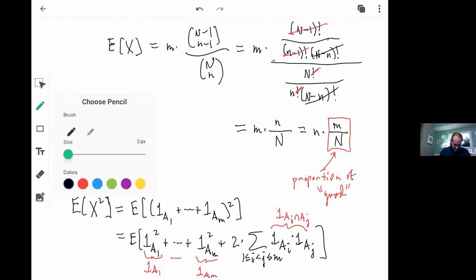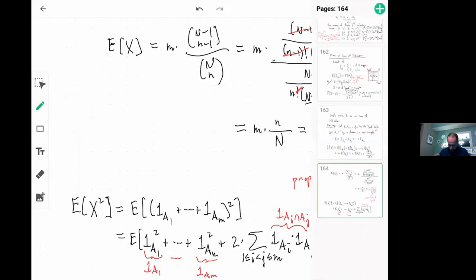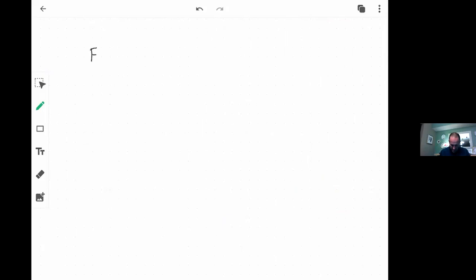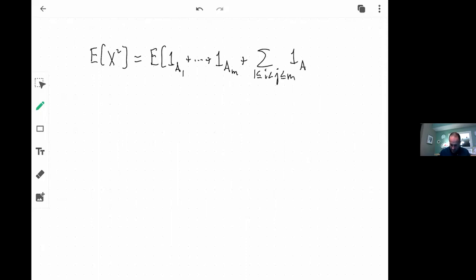Let's go over to the next slide and see what's happening. Okay, so I get that the expected value of X squared is equal to the expected value, after expanding that out, of the indicator of A1 plus all the way up to the indicator of AM, plus the sum over 1 less than or equal to I less than J less than or equal to M of the indicator of AI and AJ. Okay.